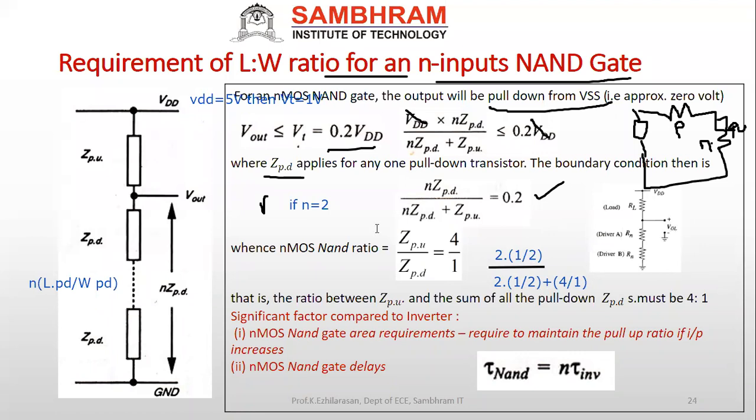What is nothing but what? Sorry, N is at PD. N is at PD in the sense we have to add. Sorry, I made a mistake here. Is it PU? N is at PD is nothing but N is how many inputs? 2 inputs. So 2 times of 2, the number of inputs of that. Yes, correct only. We did it correct.